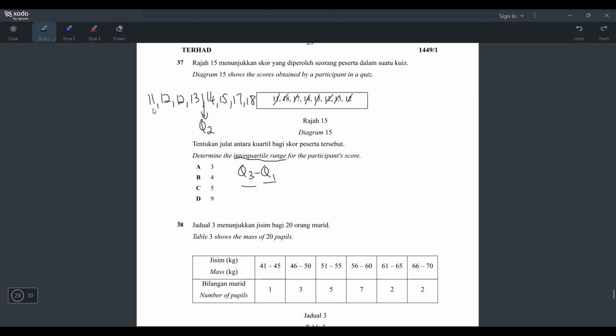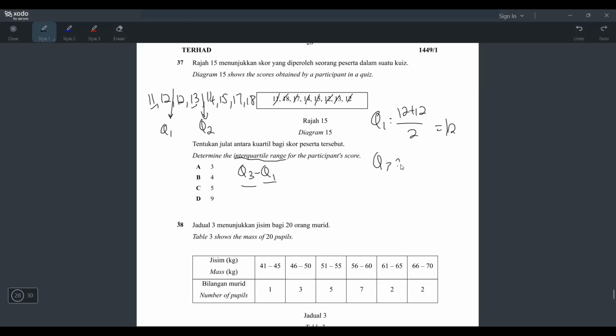Once you know your Q2, now you know your first half got 4 numbers, your second half got 4 numbers. So if your first half got 4 numbers, where is your Q1? Your Q1 will be your first half's middle. Where is your first half's middle? 13 and 11 cut, and then 12 and 12's middle. This is your Q1. It means your Q1 will be 12 plus 12 divide 2, which is 12.